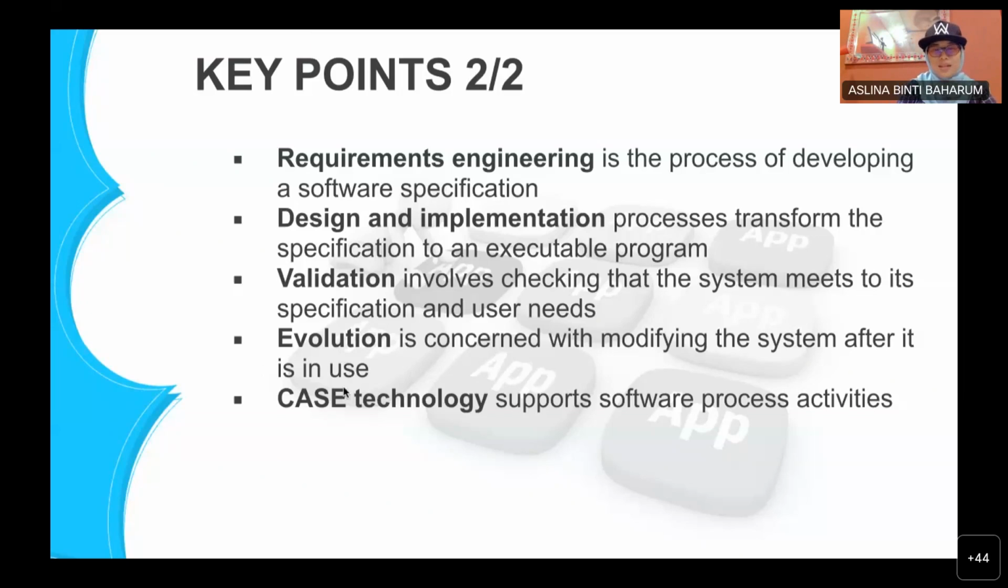And the last part is CASE technology, computer aided system engineering, where tools are used to help you with the process activities. For example, in project management, how do you show the milestone? You can use a Gantt chart, to make sure your milestone shows the due date and also the delivery part. You can also use PERT analysis.